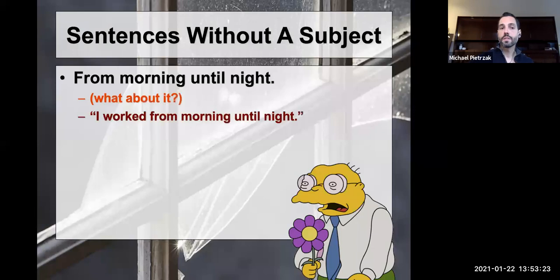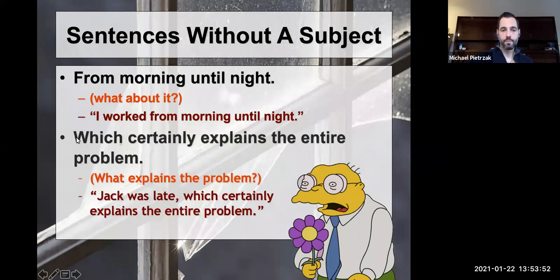Sentences without a subject. So for example, here's a sentence that is not right. "From morning until night." Imagine someone came and said that to you without any context. They walk into a room and say, "from morning until night." You're like, well, what do you mean? What about from morning till night? Well, you can fix it by saying, "I worked from morning until night." Give us something more, right? Now you have a verb in the sentence, which is great.